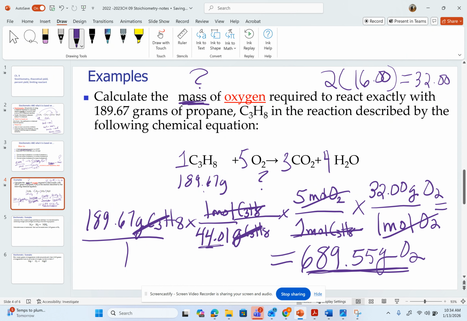Anytime I want to get from grams to moles, I use the molar mass. Anytime I want to switch substances, I have to come up here and use my coefficients. And again, if I need to go from moles to grams, I have to use the molar mass.